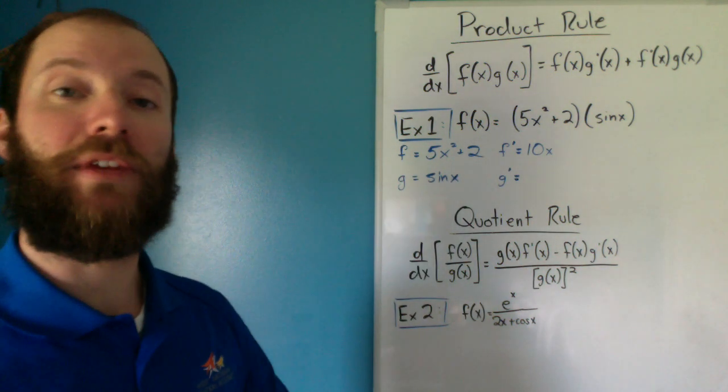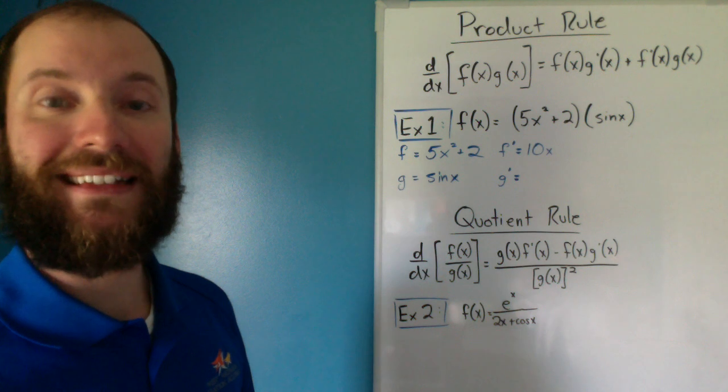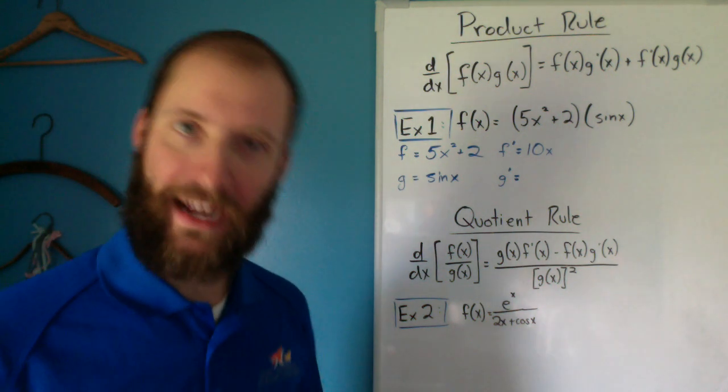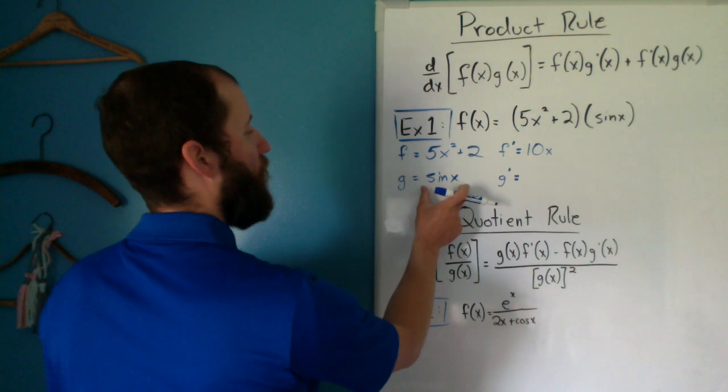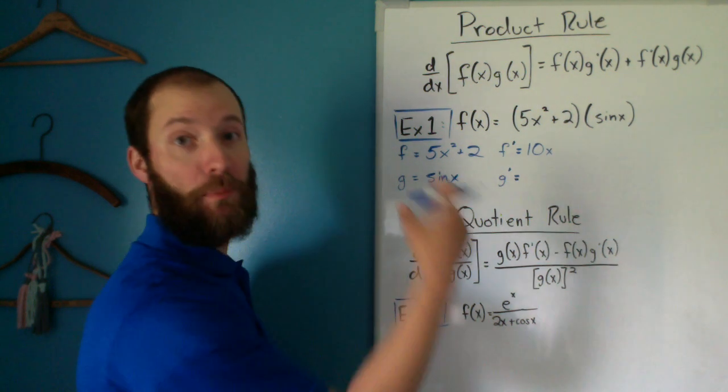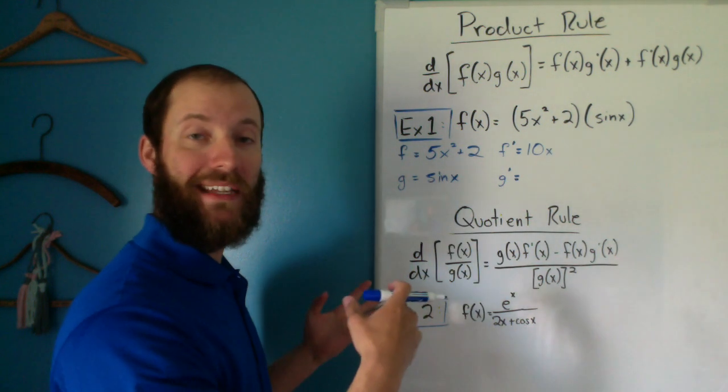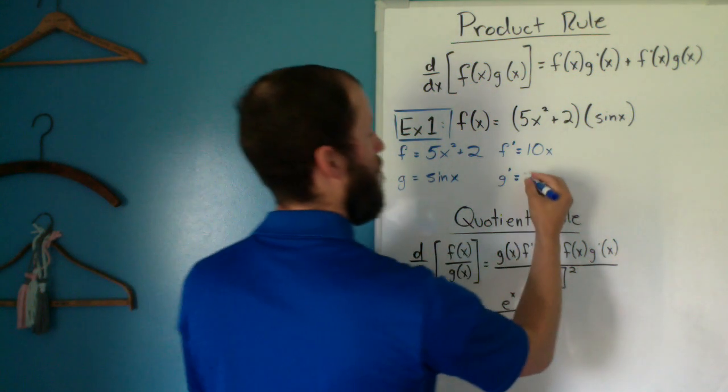Remember, derivative is rate of change. The rate of change of a constant is 0. That's why they call it a constant, because it's not changing. All right? Sine of x, the derivative of sine, this is a replacement. Sine, wherever you see it, gets replaced with cosine.